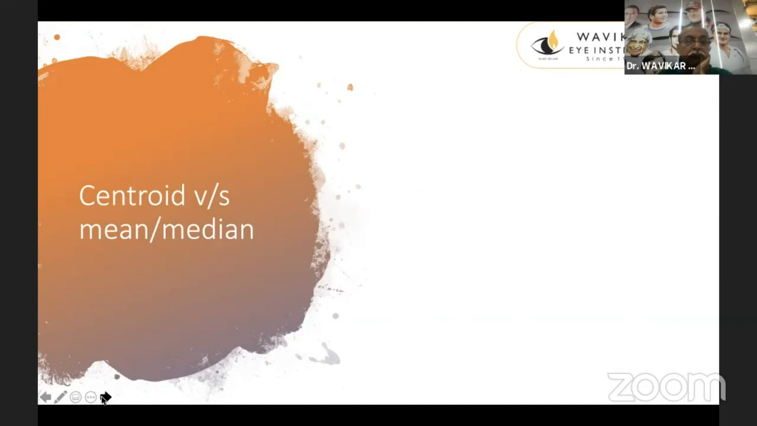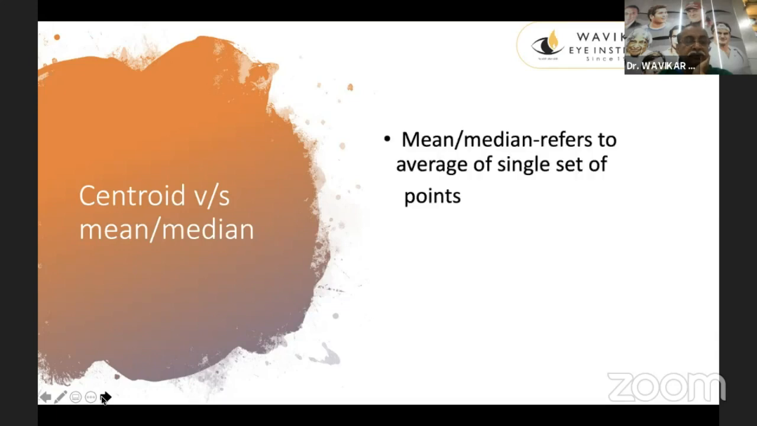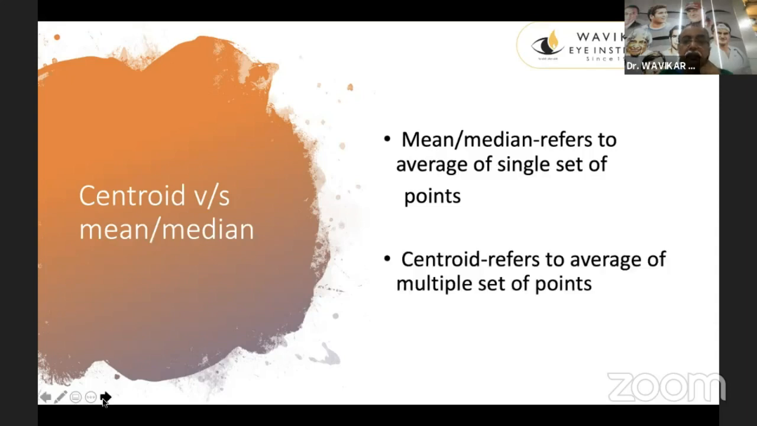Now, previously we were using mean or median SIA, but now we have to think of centroid SIA. Let us see why. Mean or median refers to the average of a single set of points, that is the magnitude, whereas centroid refers to the average of multiple sets of points, that is magnitude as well as direction. Because astigmatism is a vector, it has two components, direction as well as magnitude.